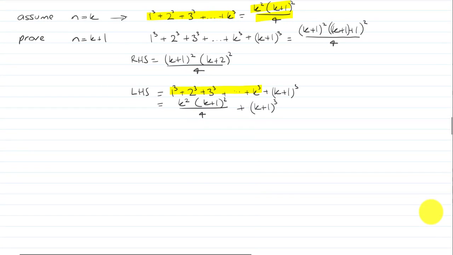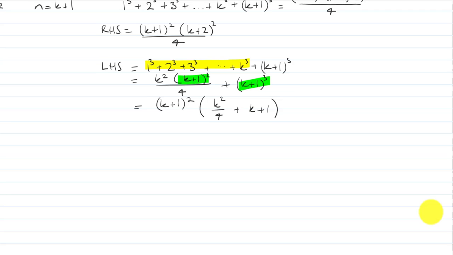So now I'm going to do that thing. I'm going to try and get to the right hand side so I can see (k plus 1) squared twice there and (k plus 1) cubed, so (k plus 1) squared there as well. So I'm going to take that as a common factor and I get (k plus 1) squared outside of k squared over 4 plus (k plus 1). And now let's see where this goes.